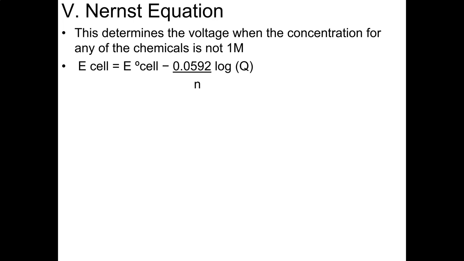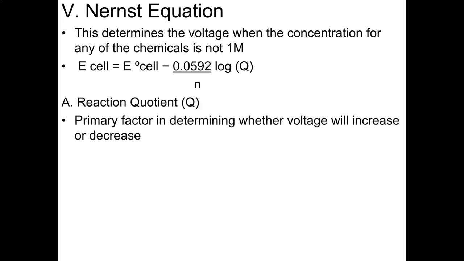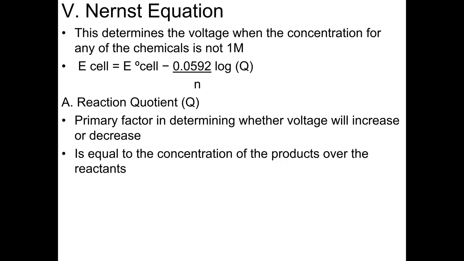It's based on what's called your Q. So we're going to ignore all the stuff on the left, and I'm going to base it just on the Q. And if you can do that, you'll be able to figure out the voltage goes up and down based on your concentration. It's really easy. So Q is basically what helps you figure out if the voltage is going to go up or down. It is equal to the concentration of the products over the reactants.